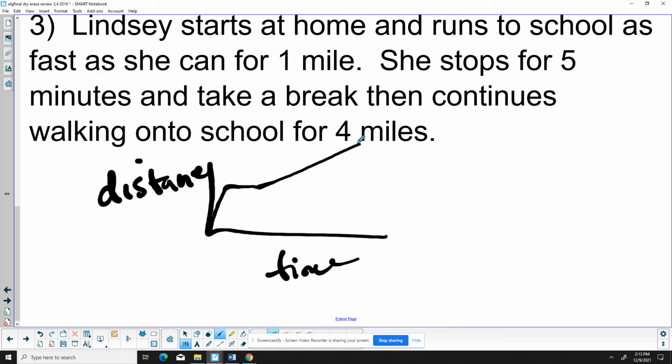Okay, so she walks slowly. So notice the slope is much, much longer because it's 4 miles, and it's also much less steep.